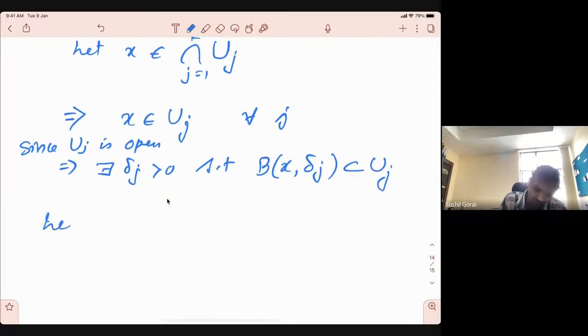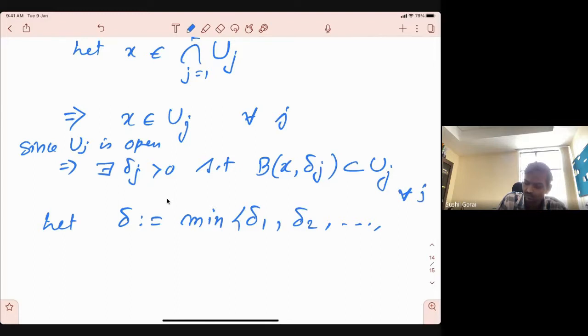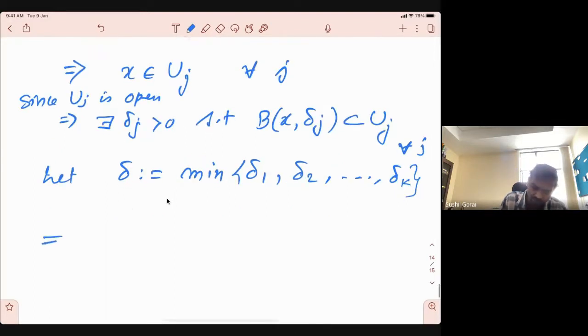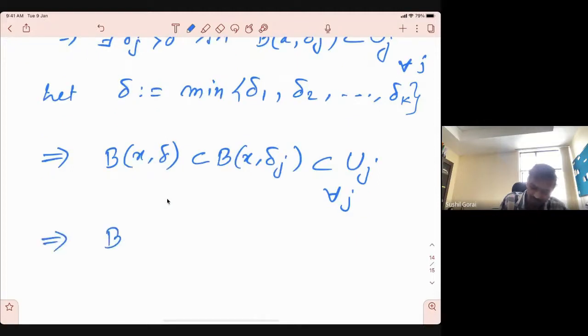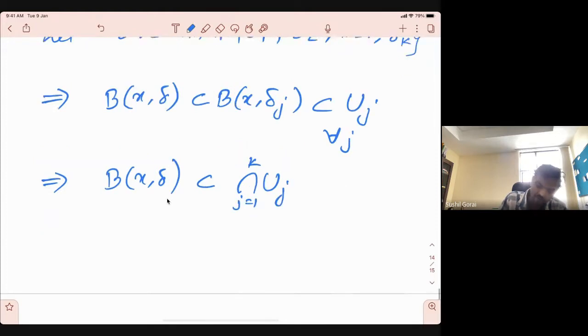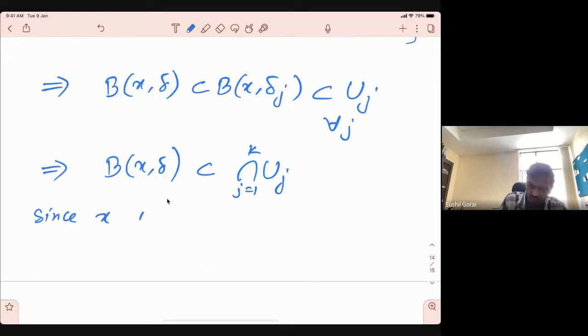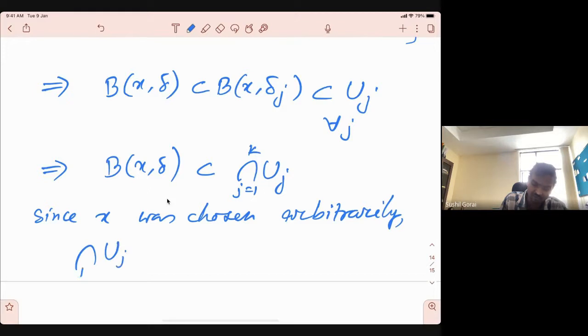Next, what you do, let delta be the minimum of delta 1, delta 2, up to delta k. Now this implies B(x, delta) lies in B(x, delta j), which lies in Uj for all j. This implies B(x, delta) lies in the intersection of Uj, j from 1 to k. Again, since x was chosen arbitrarily, the intersection of Uj, j from 1 to k is open.